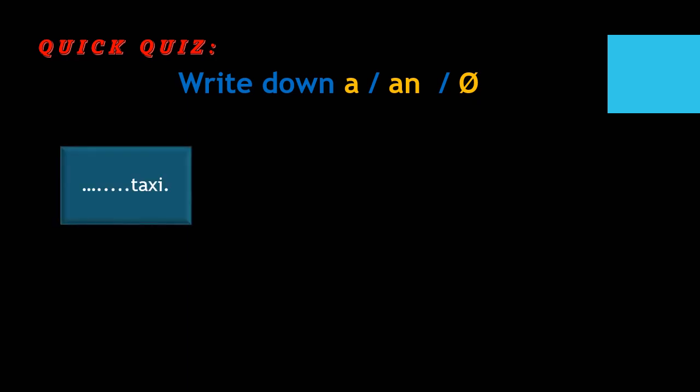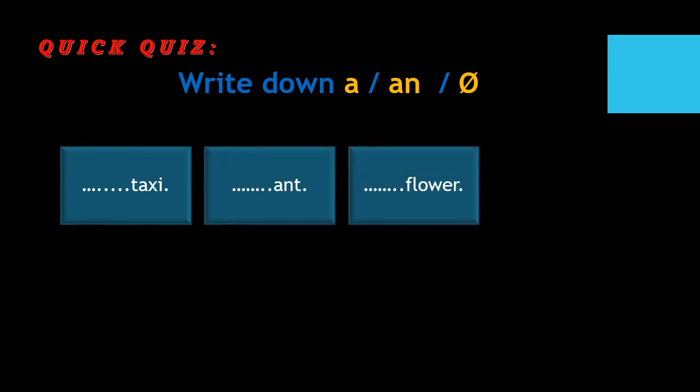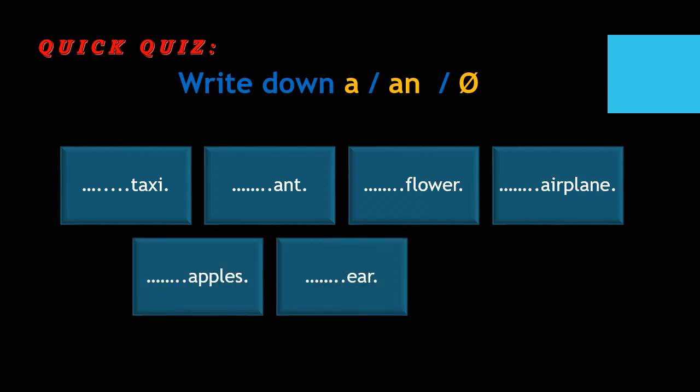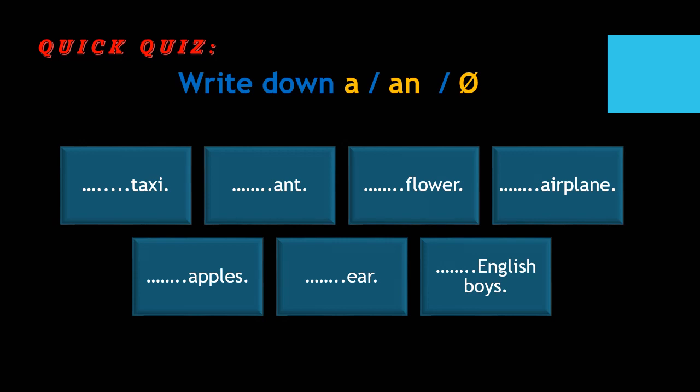Okay, good. Now let's practice. Write down a, an, or zero article. Here you have examples: taxi, ant, flower, airplane, apple, ear, cat, English, boys. Okay, try to think.